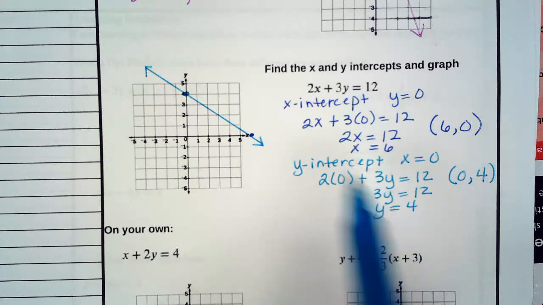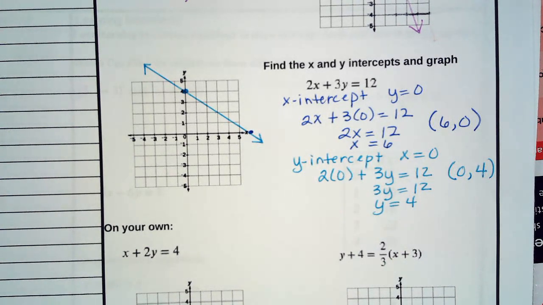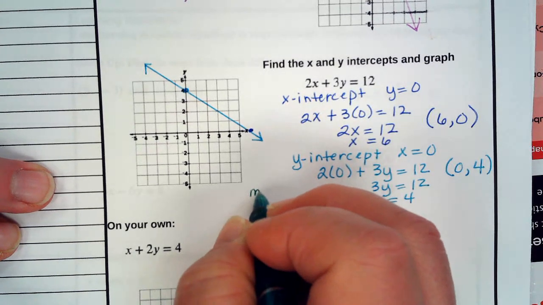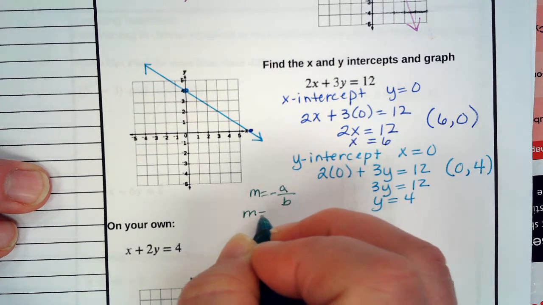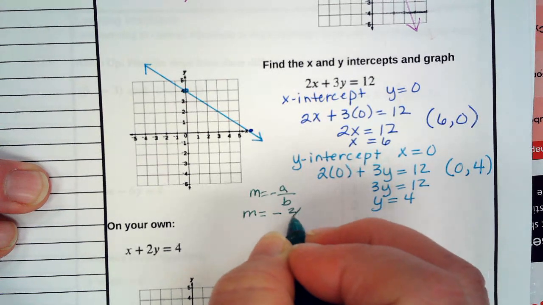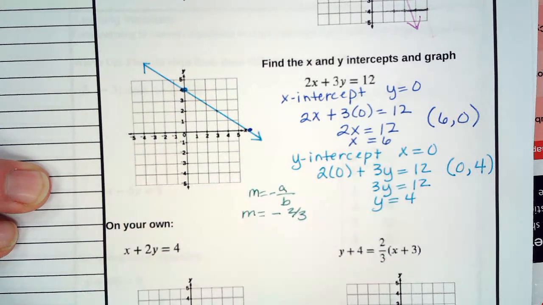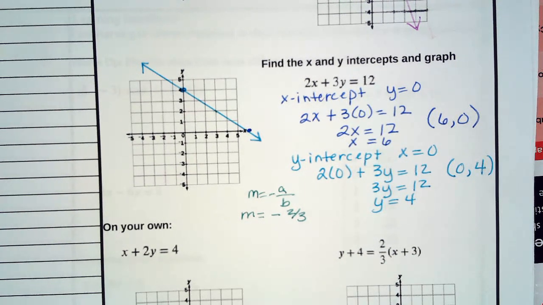The other thing you could have done, because this went off, you could have looked at your slope. Remember, your slope is the opposite of A over B. So that would be the opposite of 2 over 3. I'd go down 2, right 3, and I'd have another point there. So there's a lot of different ways to graph if you can think about the next step.